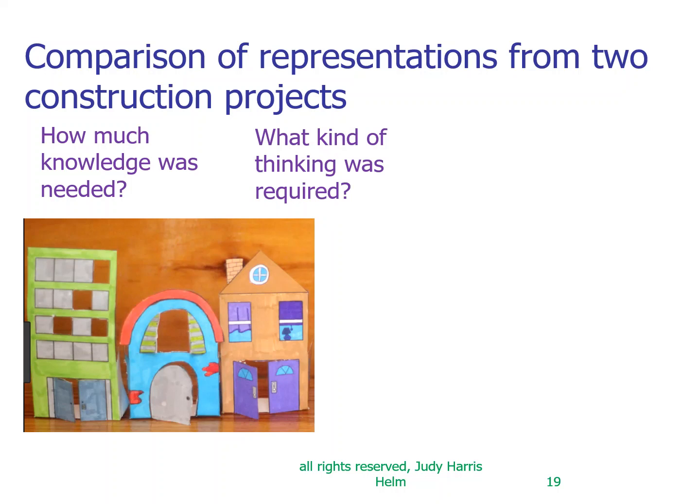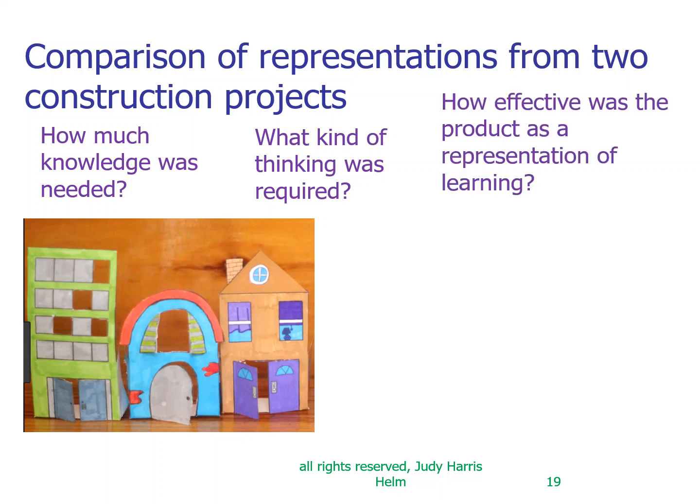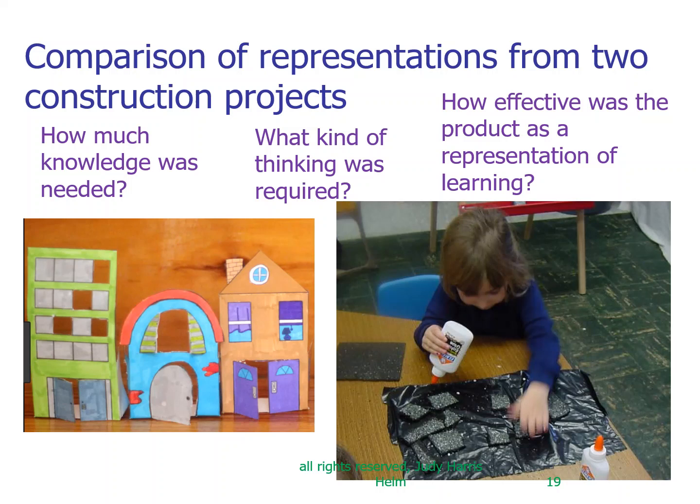What kind of thinking was required? Well, following directions, using simple art material. How effective was the product and representation of learning? This one on the left doesn't really represent what children learned. It represents what they colored and cut. On the right is a child who is creating a roof to go on a house that they are building during a project on building.